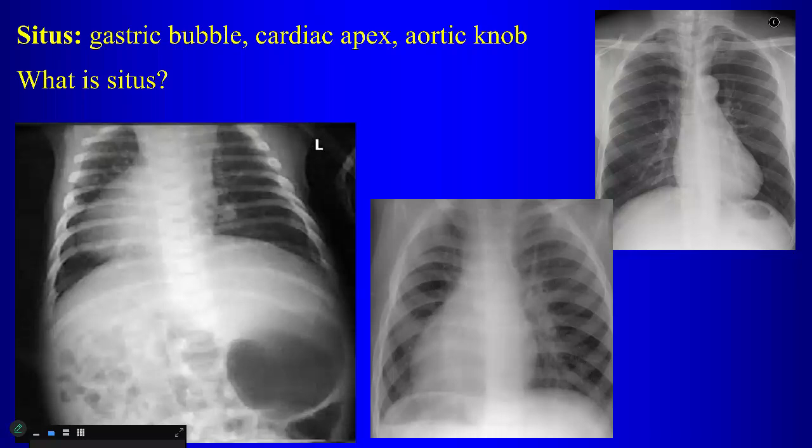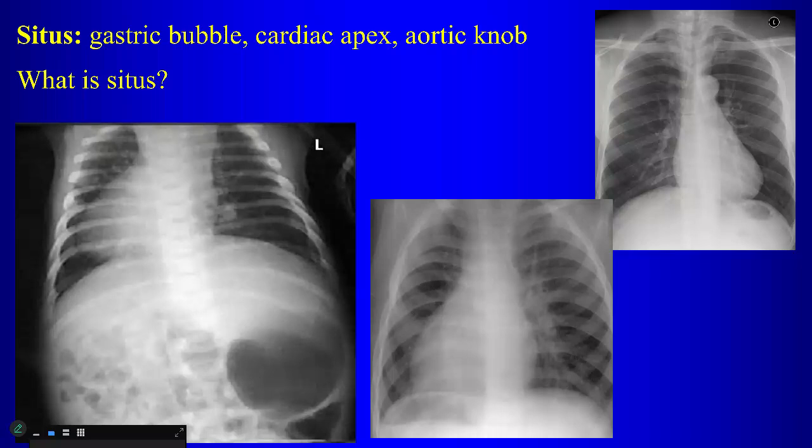So when we're talking about situs of the heart itself, we're referring to the atria, the morphologic right atrium and the morphologic left atrium. So where do they lie? In terms of the way we can describe situs for the atria, we can have situs solitus, meaning that the morphologic right atrium is on the right side and the morphologic left atrium is on the left side. The morphologic right atrium tends to be on the same side of the body as what organ in the abdomen? The liver. The morphologic left atrium tends to be on the same side as the spleen, right?